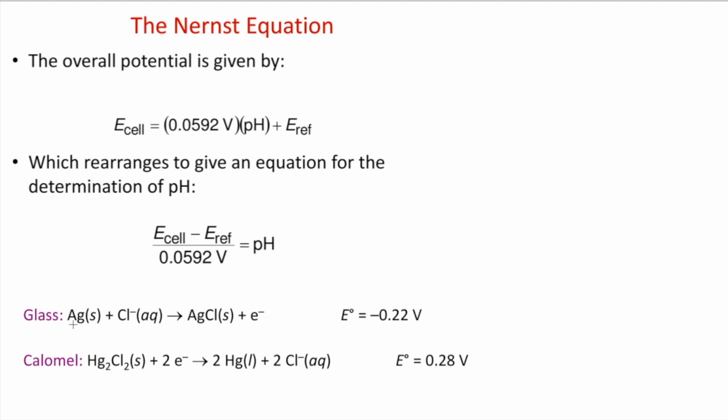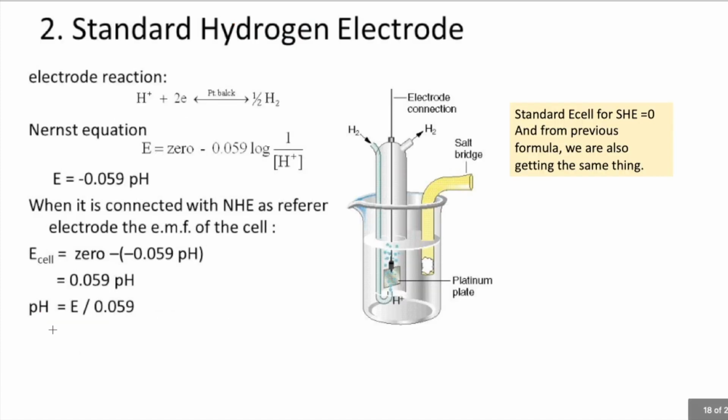For the glass electrode, the equation is given by this, that is Ag plus Cl minus gives you AgCl plus 1 electron. The standard EMF for this is minus 0.22 volt. Whereas for the calomel electrode, the cell reaction is Hg2Cl2 plus 2 electron gives 2 Hg plus 2 Cl minus, and the standard reduction EMF is 0.28 volt. So these are very important cell reactions which you should remember, because generally in questions they are not given. If you remember it, it becomes easy for you to solve questions.